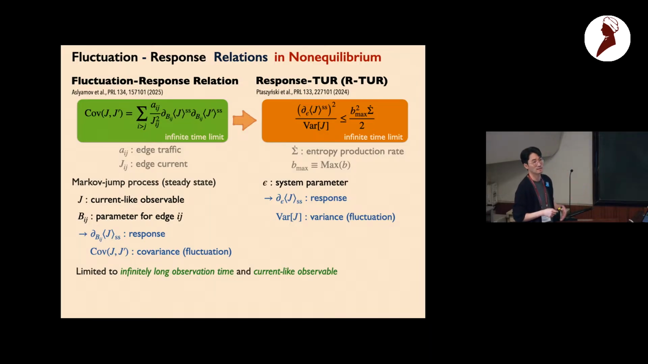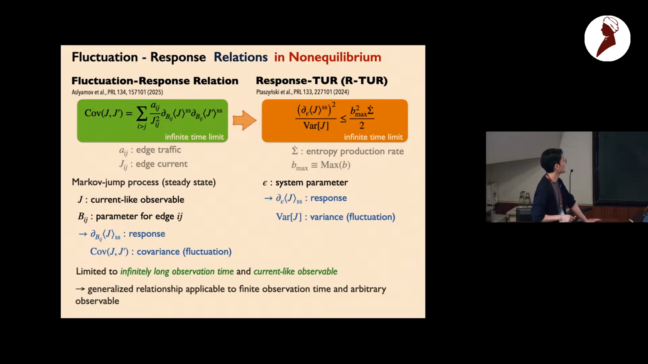Okay, so any other question? No? Okay, so they are limited to this long time limit and current-like observables. So we need to generalize this relationship to be applicable to finite observation time and arbitrary observables.